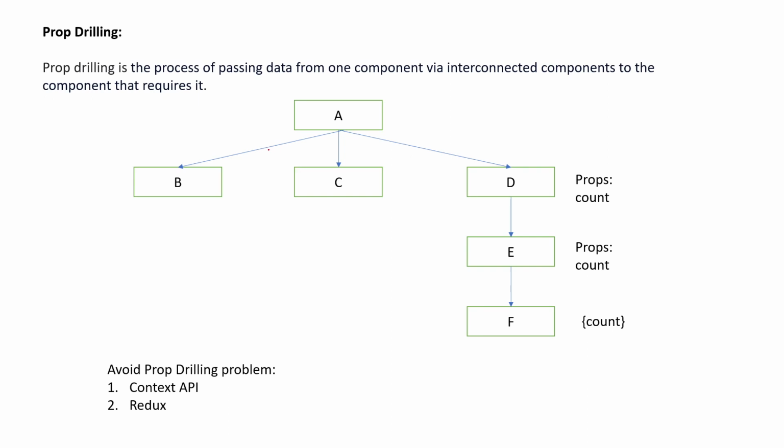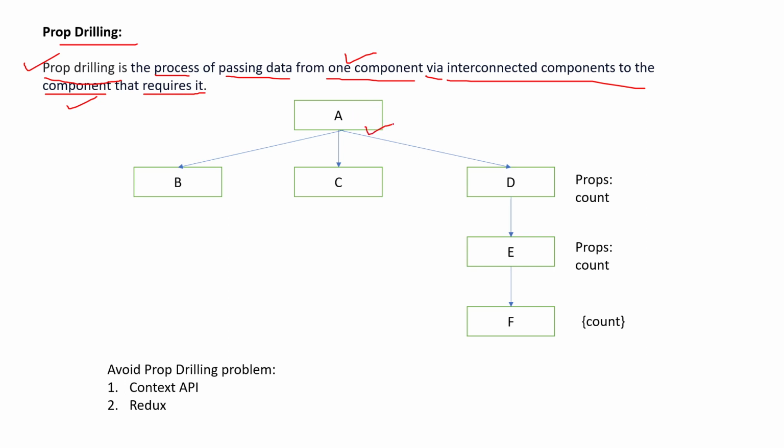So what is prop drilling? Prop drilling is a process of passing data from one component via interconnected components to the component that requires it. In prop drilling, you send the data from one component via other components to the component that requires it. So that is called the prop drilling problem.